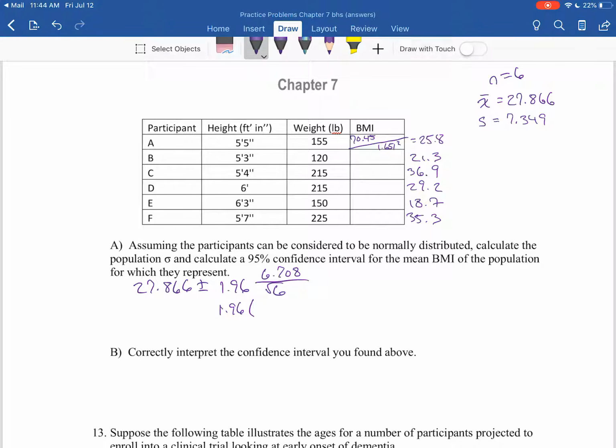1.96 times 2.738, 27.866 plus or minus these values, and you're going to get a confidence interval of, well, I'm going to write this value here for you, 5.366. When you plus or minus this value here, you're going to get the confidence interval that you can say is 22.5 to 33.232.